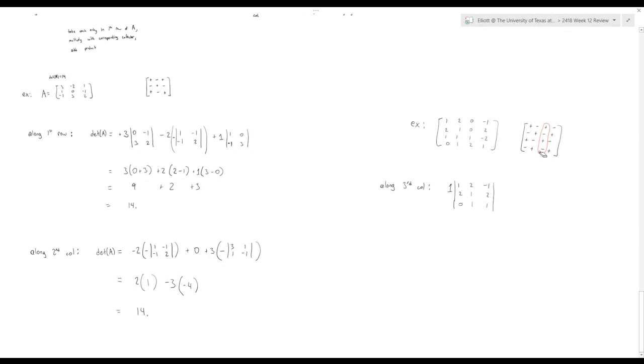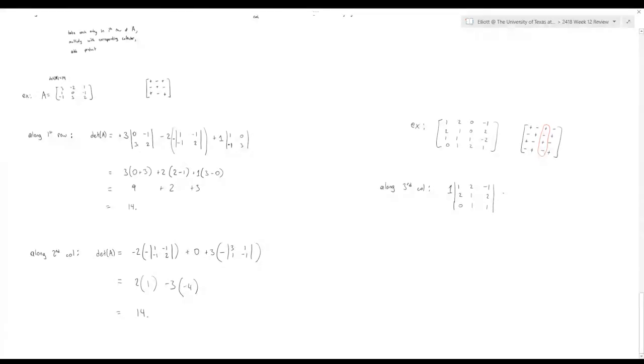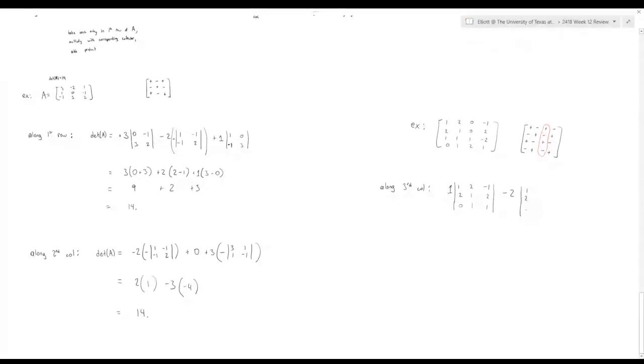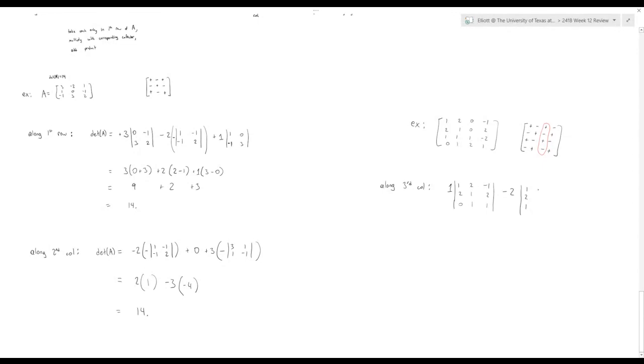All right. And then at the end, we'll have a minus and a 2. And then if I cross out the row and the column containing that 2, we have this remaining 3 by 3. So for a 4 by 4, when you use cofactor expansion, you're going to break it up into a bunch of 3 by 3 determinants.